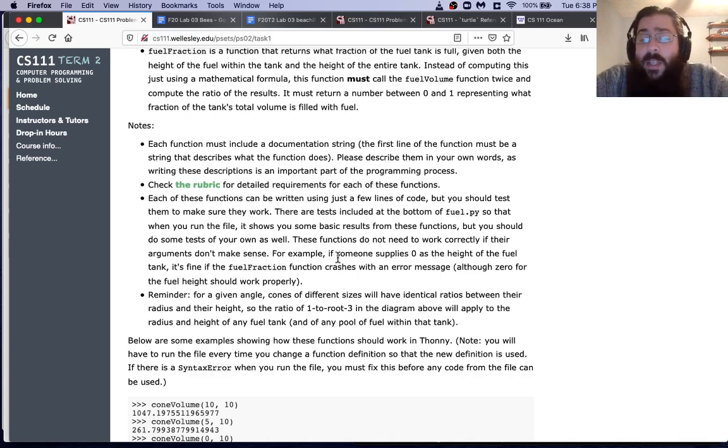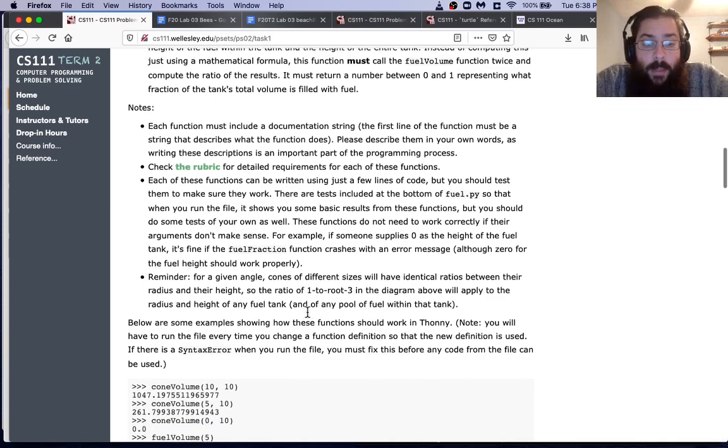It's fine if your function does something weird in those cases. We're not going to test them with inputs like that. All right, another note. This is just a reminder, which I already went over, that cones of different sizes will have an identical ratio between their radius and their height, right? That's the mathematical key you need to figure out the formula you're going to use.